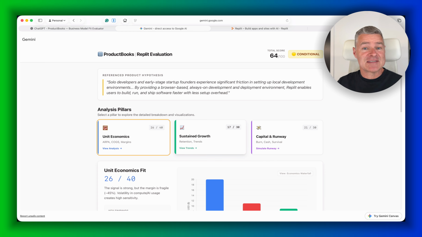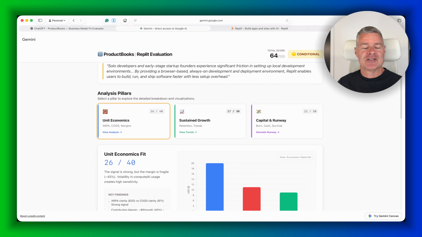So I ran some mock data on Replit on their average revenue per user per month, some COGS, some margins. So cost of goods is something you'll hear people talk about. And obviously the margin is the net profit that's left once you've paid for everything. So we scored them at about a 26 out of 40.